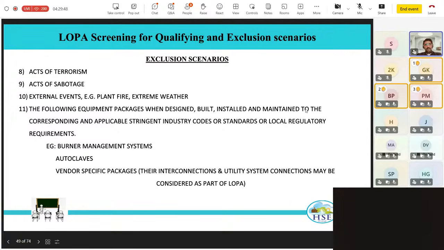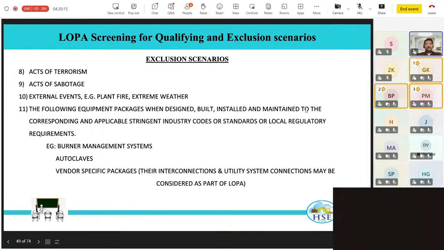Next, the following equipment and packages which are designed, built, installed and maintained to correspondingly applicable stringent industry codes, standards or regulatory requirements. These again do not fall under LOPA, like burner management systems. For a burner management system, they have their different set of controls. They have different sets of PLCs, PMS, ESDs, and other things. So these are typically designed to stringent standards. They are inherently safely designed systems, and those we do not consider in the LOPA.